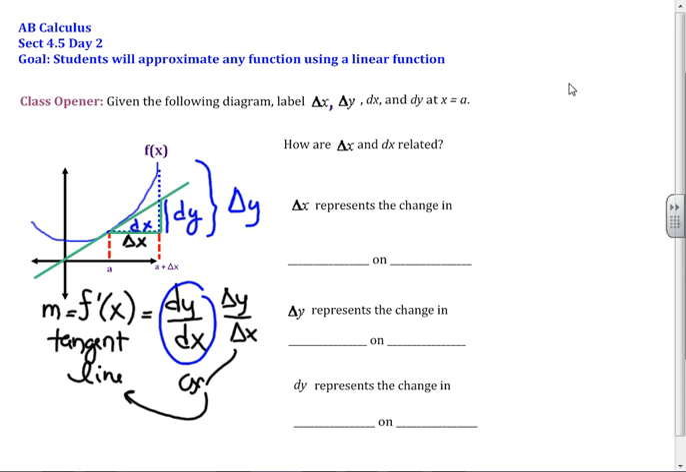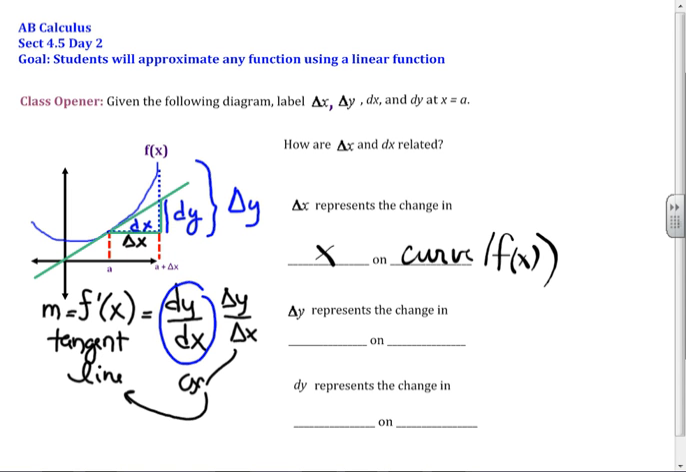Delta x represents what? X on what? Basically, delta x is on the curve, right? Do you need a handout? Why is dx different? Because dx is on the tangent line. So delta x represents the change in x on the curve or the function. Okay? What's delta y? Change in y on the what? On the curve.